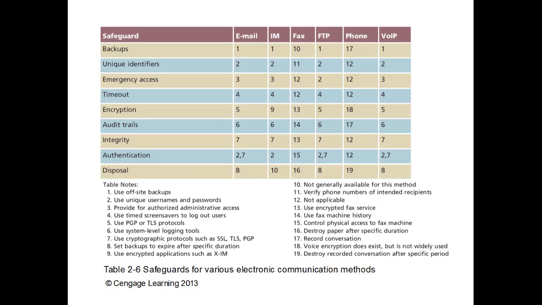Okay, on this table, we have a list of different kinds of safeguards and various types of communication forms. For the safeguard of the timeout, where if someone is inactive for a certain amount of time, you are basically kicked out of being able to use that service. These numbers are noting these notes down here. So for email, you would use a timed screensaver to log someone out of that service. Same thing for an IM service, not applicable for a fax or phone. So depending on the method of communication, will determine the safeguard or safeguards that are used or should be used.